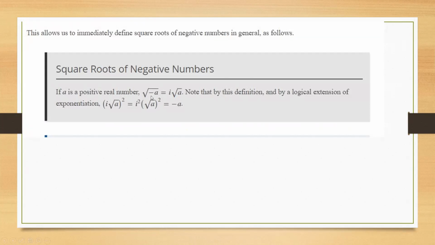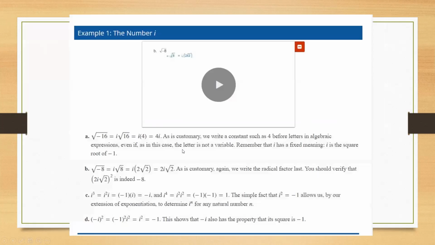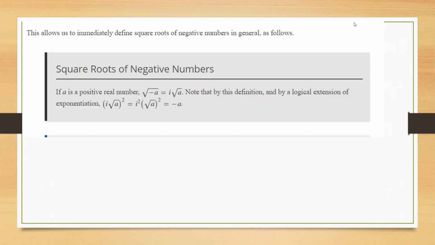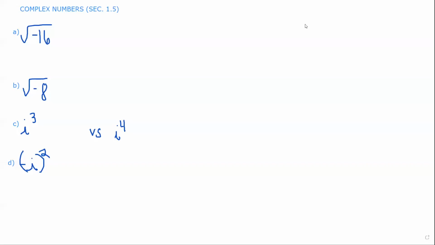So let's define square roots of negative numbers in general. If a is positive, then the square root of negative a is going to turn into i times the square root of a. So let's look at some models to assist us with this process. All right, so we're going to look at these four models to demonstrate complex numbers.